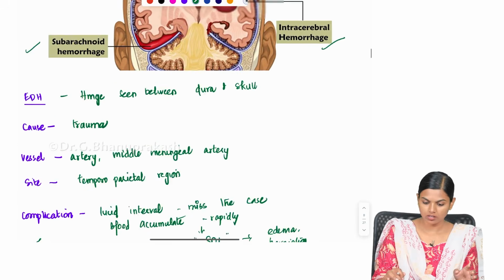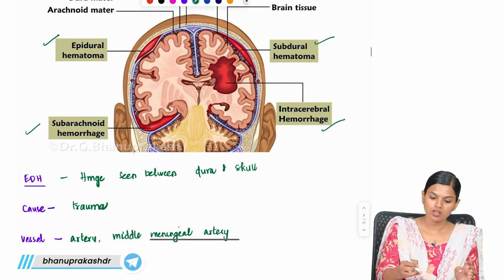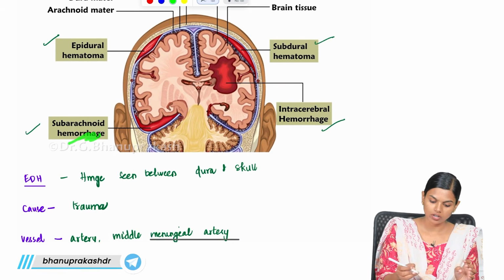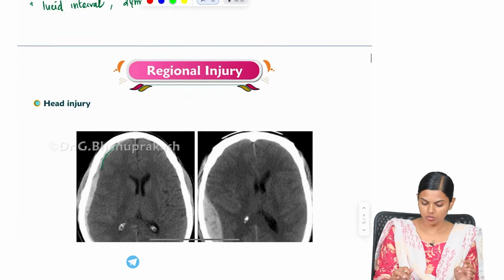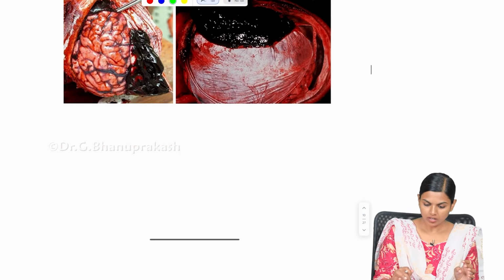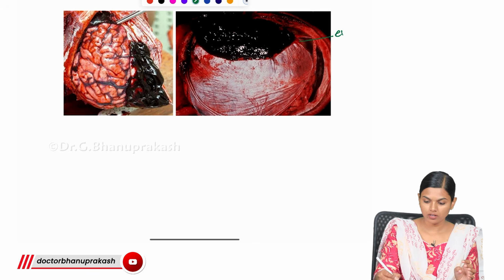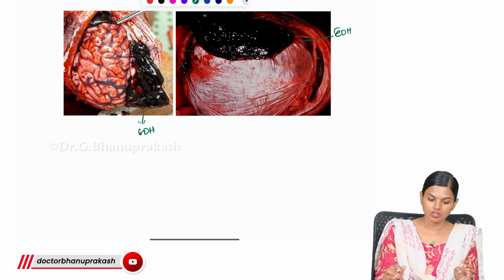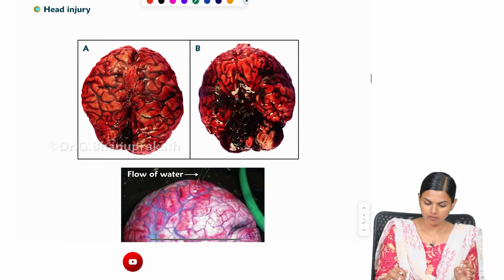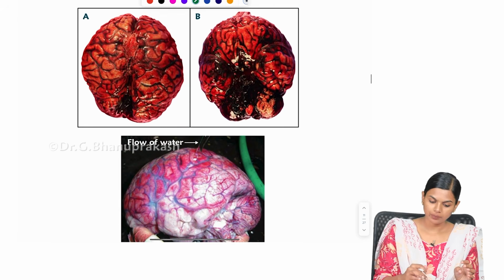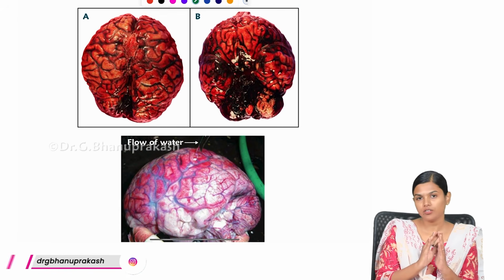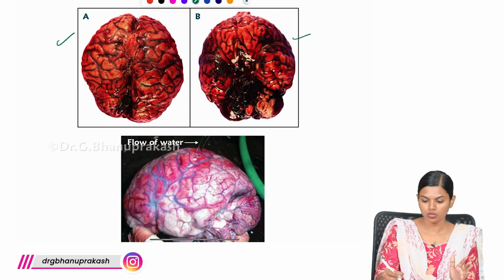So we have done these two hemorrhages. Next is subarachnoid. So this is subarachnoid. Here you can see it is beneath the dura and beneath the arachnoid but above the brain tissue. So grossly, this is your extradural hemorrhage. This is your subdural hemorrhage. Next, what we are going to see is this. Do you see? Here you can see hemorrhage, a diffuse hemorrhage over the brain in both of these.